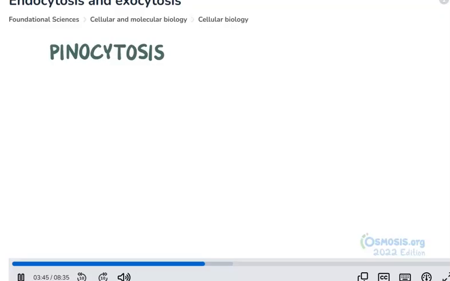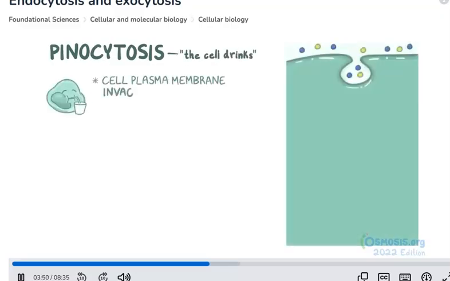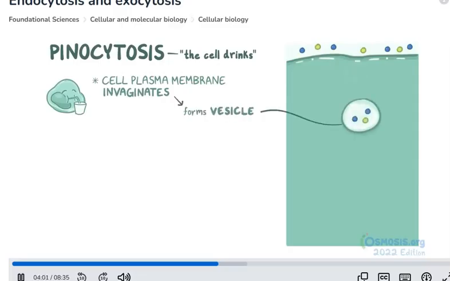Pinocytosis, on the other hand, literally means the cell drinks. In pinocytosis, the cell's plasma membrane invaginates to form a small cup around portions of extracellular fluid and solutes that are dissolved in it. Then, the edges of the cup come together, forming a vesicle. Since the cell is not really eating anything other than the occasional solute, the result is not a phagosome, but merely a vesicle. The pinocytosis vesicle is much smaller than a phagosome.